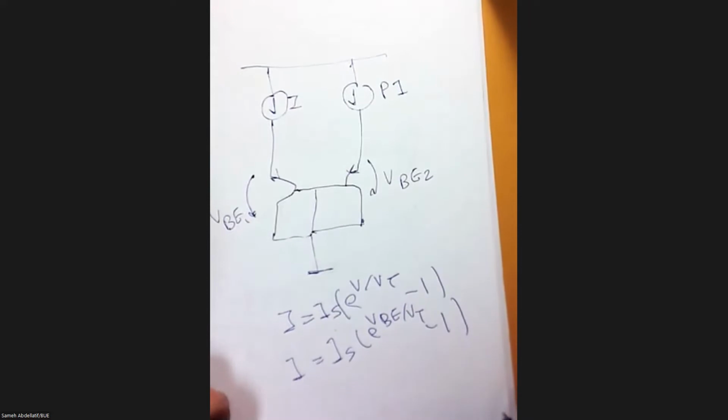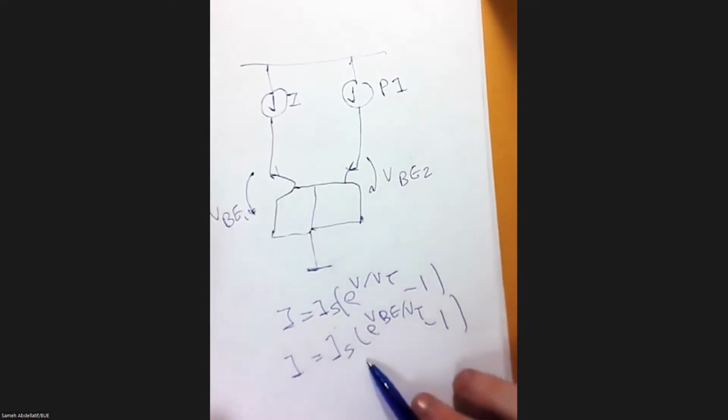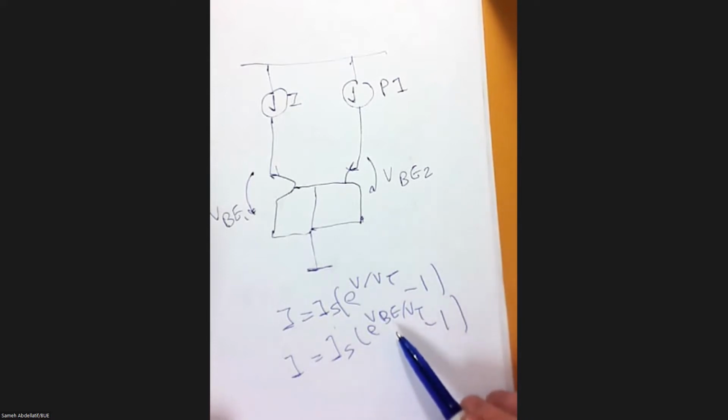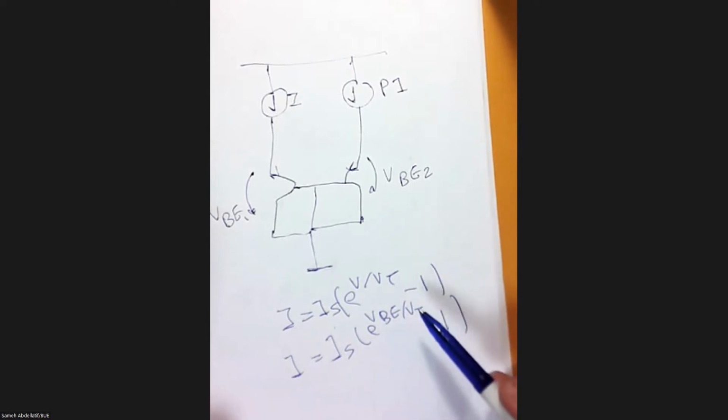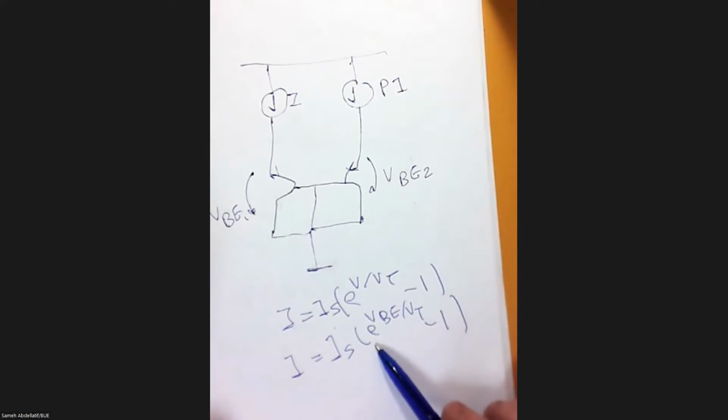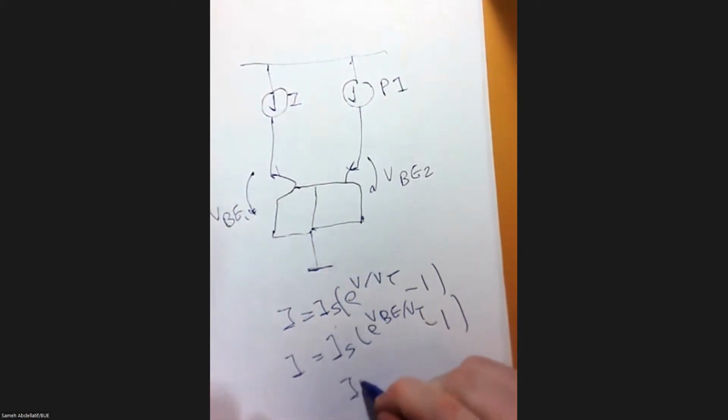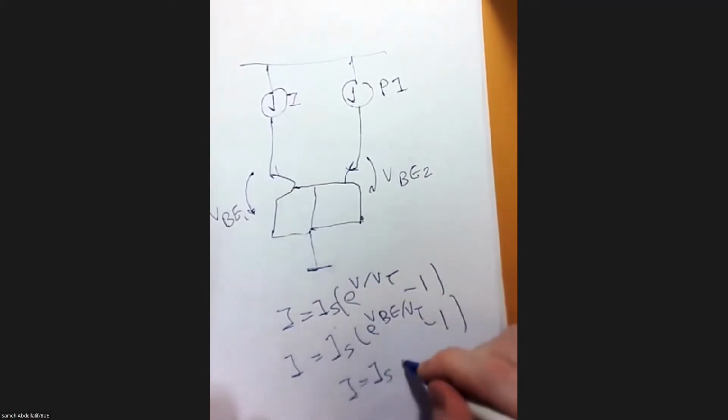Now, for a relatively forward bias, I mean whenever this VBE is greater than or equal to V-in, this exponential would be much greater than 1. So we can write I equals IS e to the power VBE over VT.